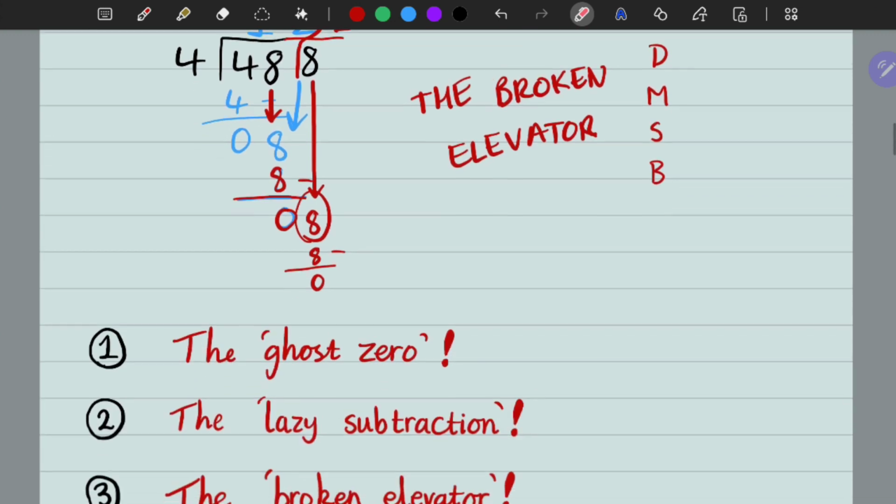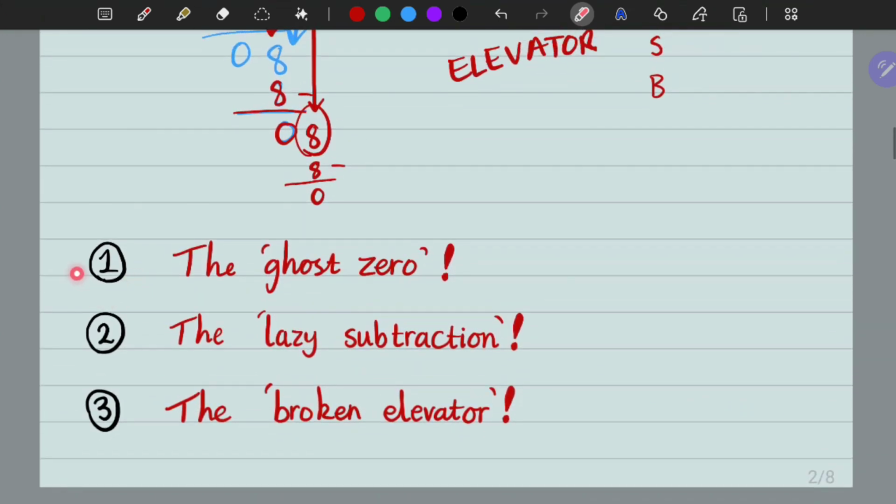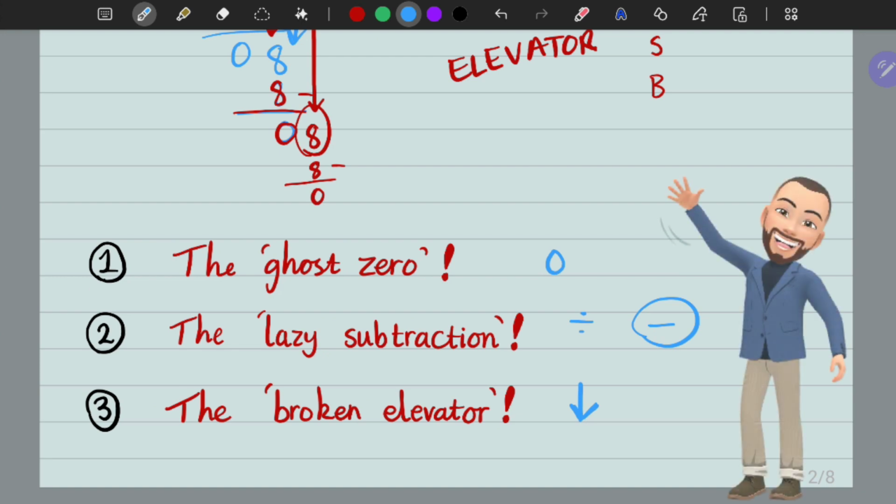Okay, so let's look back and reflect on those mistakes. We have mistake number 1, the ghost 0. Make sure that you always put in that placeholder, that 0, if there's one in the middle. Next, we've got mistake number 2, the lazy subtraction. Although you're doing divide, it is very important to take your subtractions seriously. And lastly, mistake number 3, the broken elevator. When you bring down a number, make sure you're bringing down the right one and not 2 of them, or not the wrong one.